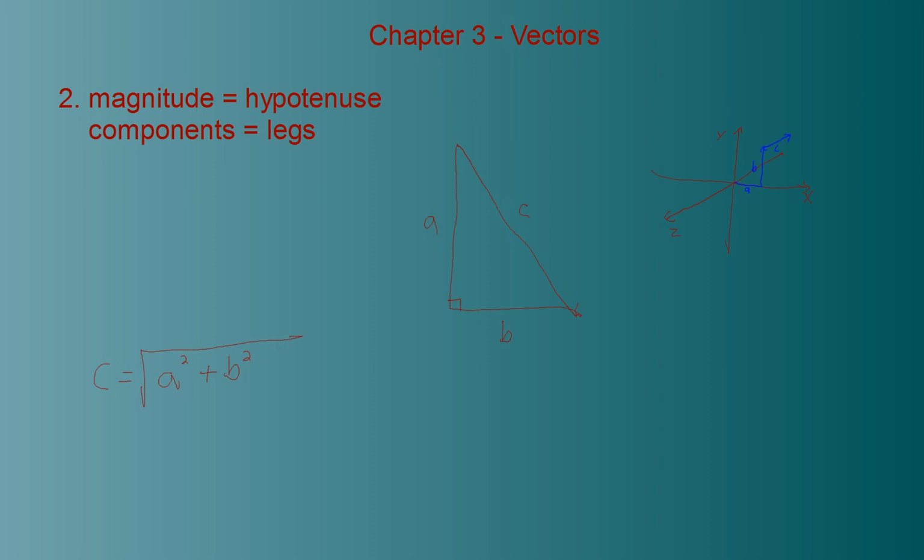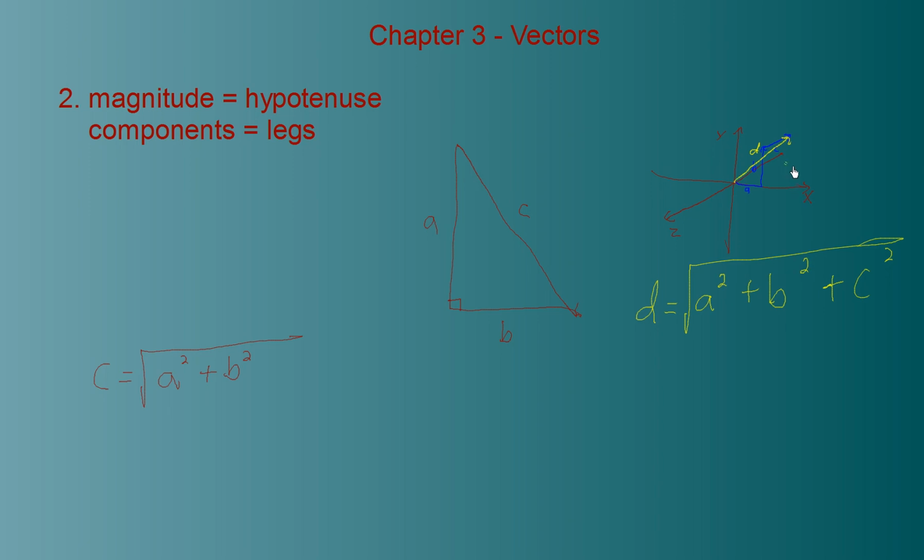Let's do that in yellow. We'll call that D. D is the square root of a squared plus b squared plus c squared. So you get the x component, the y component, and the z component.